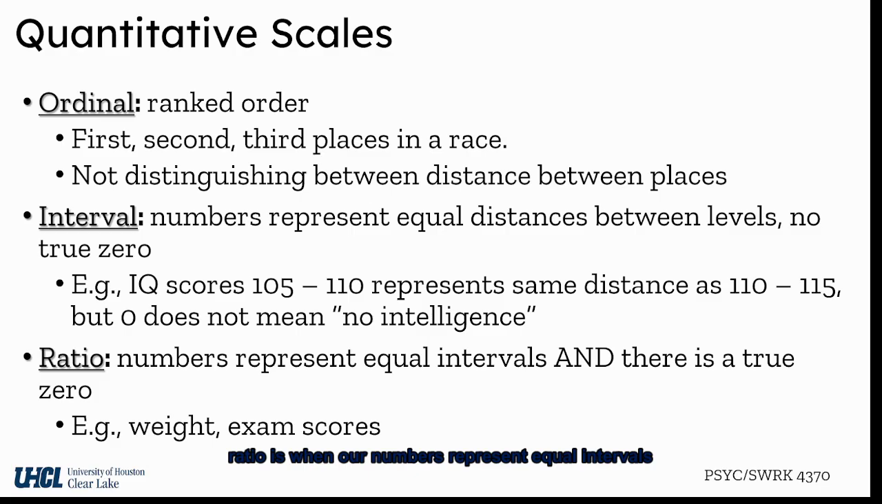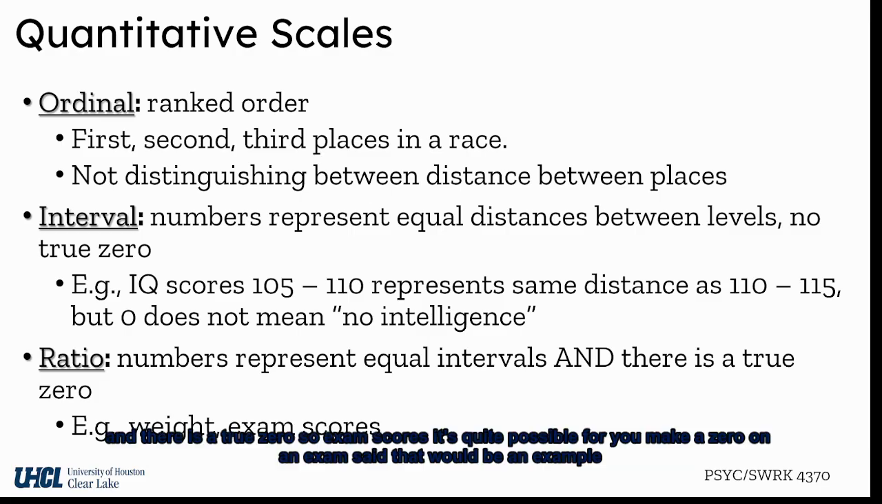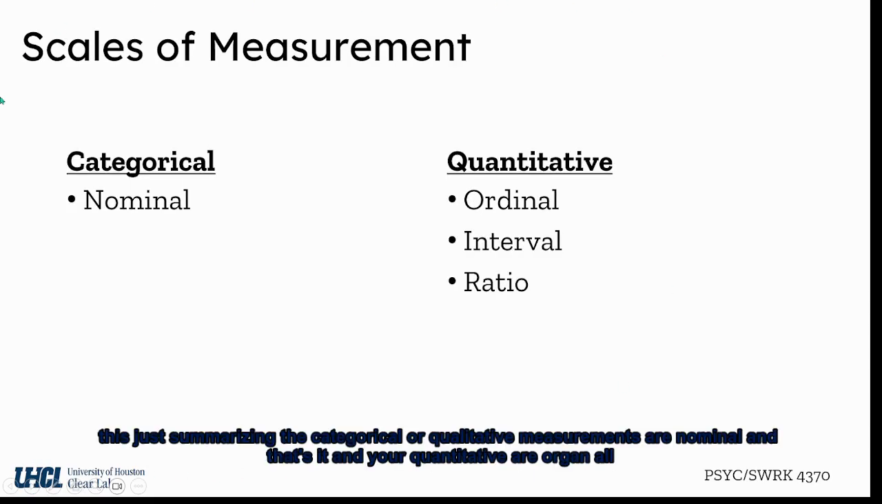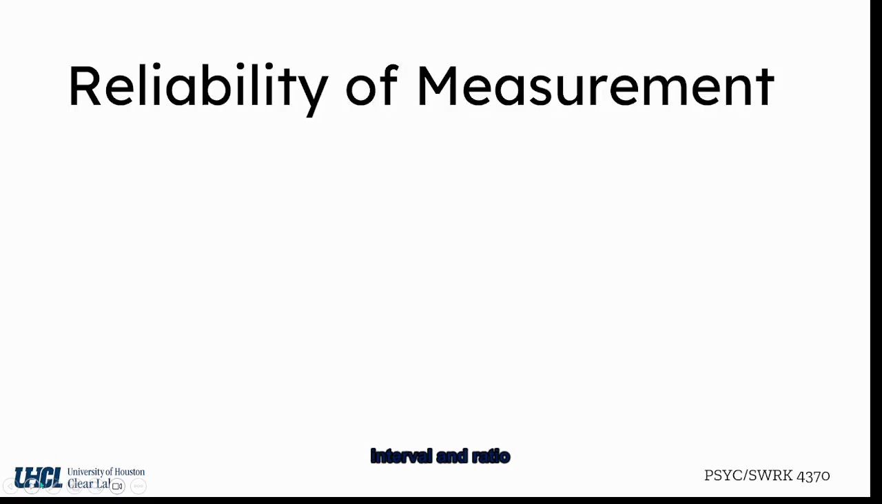Ratio is when our numbers represent equal intervals and there is a true zero. So exam scores: it is quite possible for you to make a zero on an exam. So that would be an example of a ratio measurement. This is just summarizing. The categorical or qualitative measurements are nominal, and that's it. And your quantitative are ordinal, interval, and ratio.